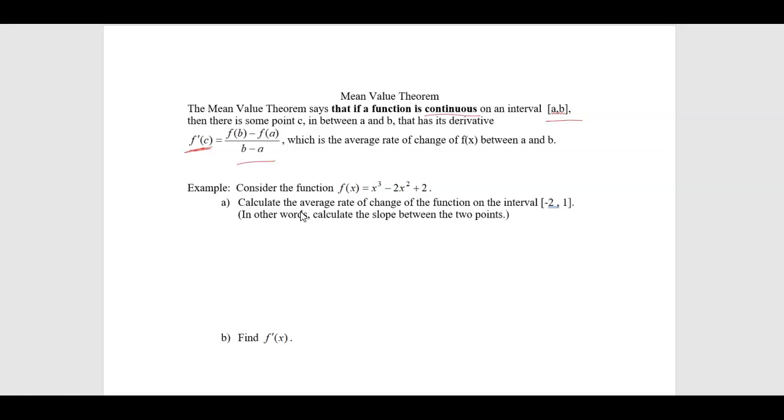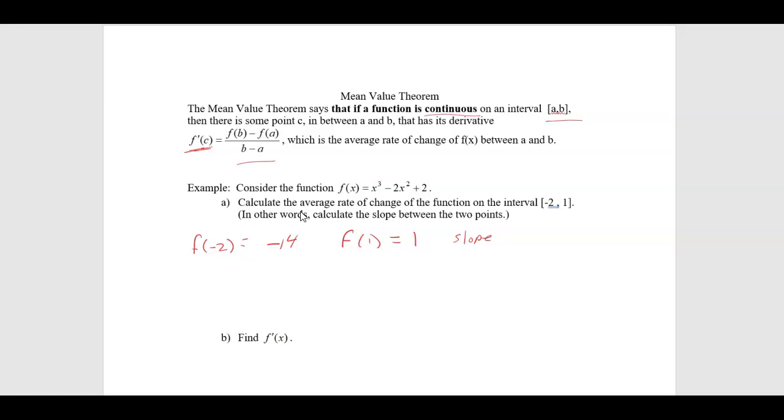Let's try this example. So I have f of x equals x cubed minus 2x squared plus 2. I'm going to calculate the average rate of change on the interval. I did have some notes here because there's a lot of numbers. So first I'm going to find f of negative 2. And what I found is f of negative 2 equals negative 14. You can check this on your calculator or by doing the arithmetic out by hand yourself. f of 1 equals 1.